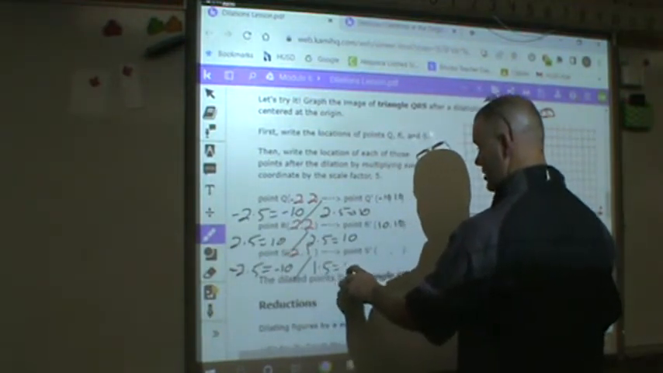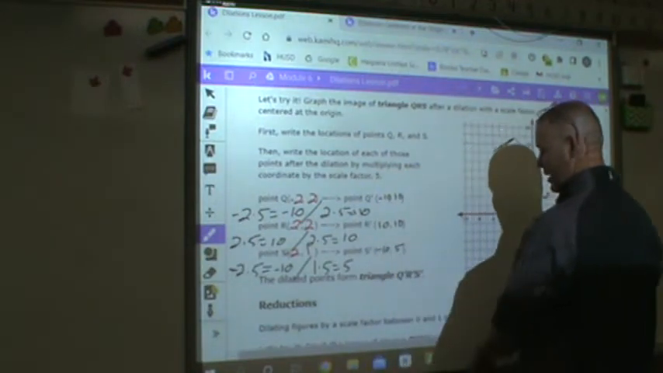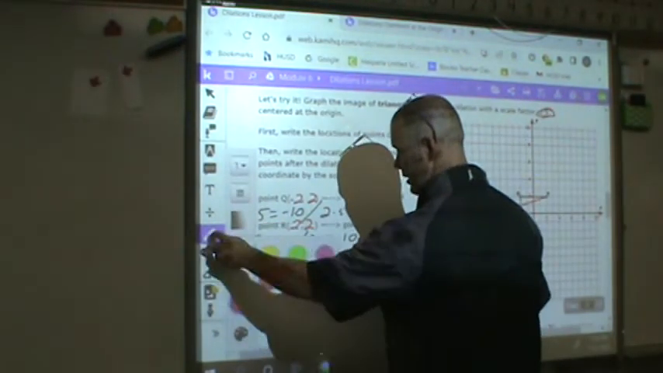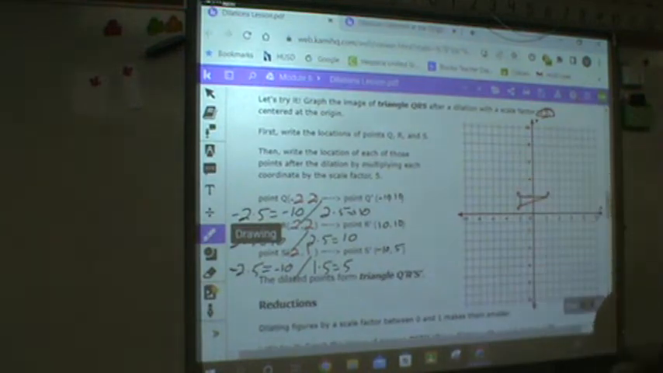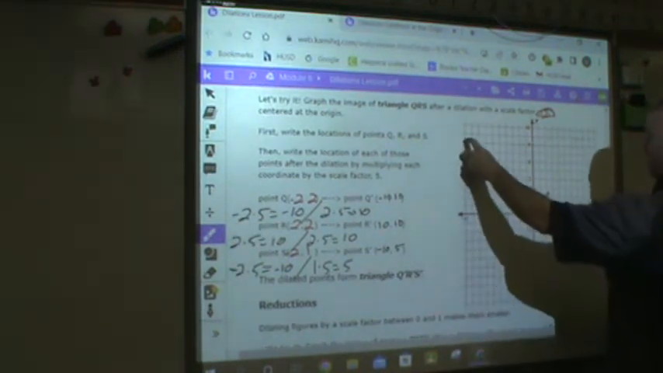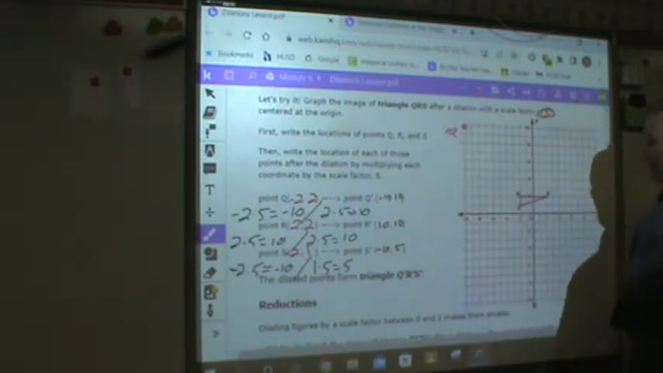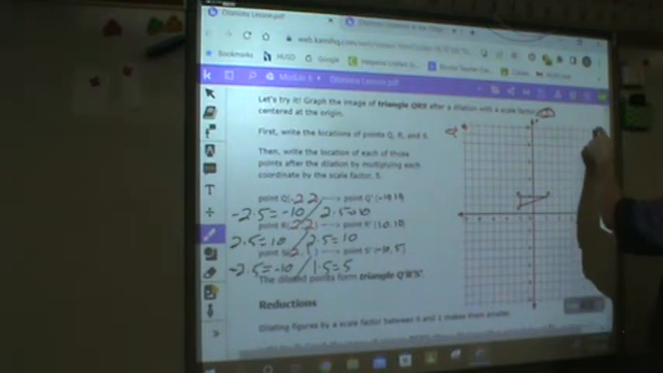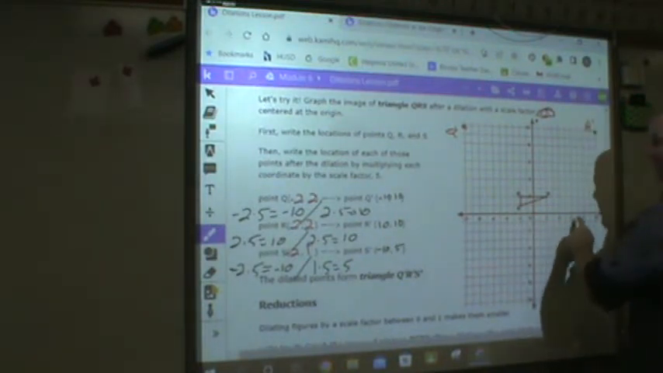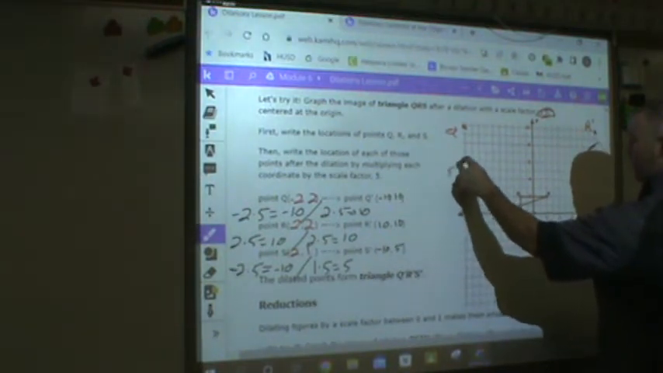1 times 5 is equal to 5, so S prime is negative 10 and positive 5. Now I can go back and figure out where those points went on my map, and I just plot them. Negative 10, positive 10, that is Q prime. Positive 10, positive 10, there is R prime. Negative 10, positive 5, there is S prime.